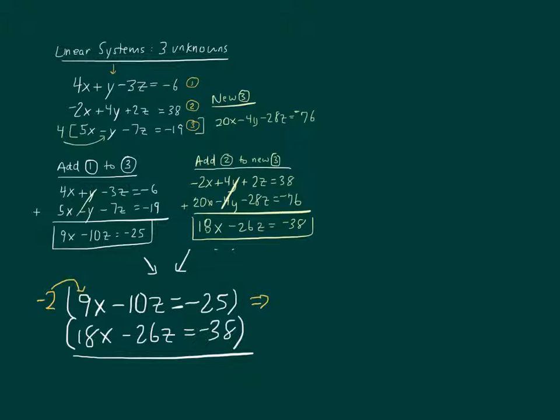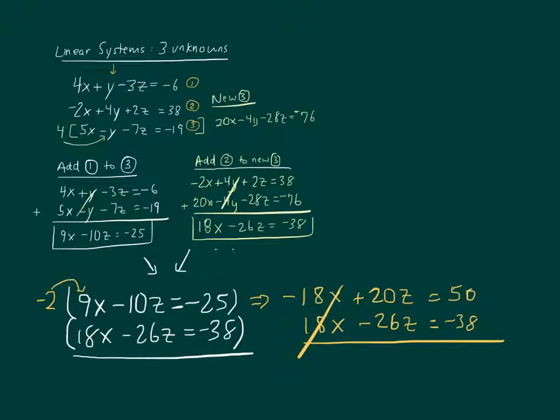So let's take this equation, all three terms here. This is a negative 18x. It's positive 20z, and that equals a positive 50. And the second equation would be 18x minus 26z equals negative 38. So when I add those together, these drop out to 0. I get a negative 6z equals, and I think that's a 12. So if I divide by the negative 6, I will end up with z equals negative 2.